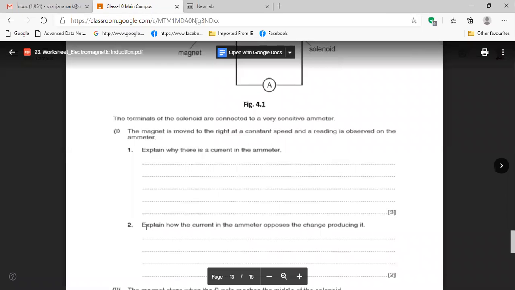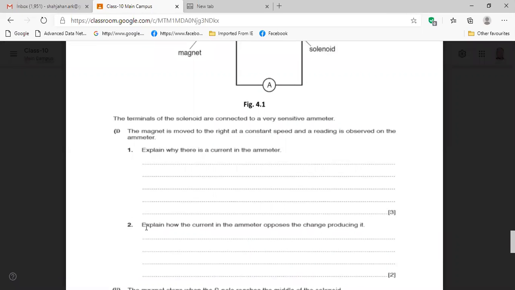Sir, recording. Explain how the current in the ammeter opposes the change producing it.